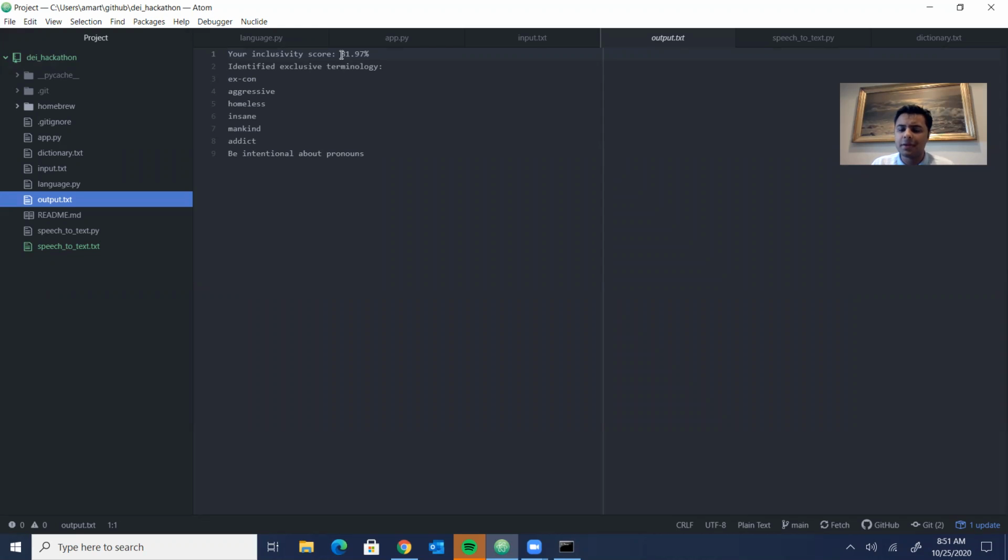To expand this in the future, we want to make sure that it's applicable across all mediums, especially given the remote environment, be it in Zoom, over the telephone, or as we presented it on the computer.